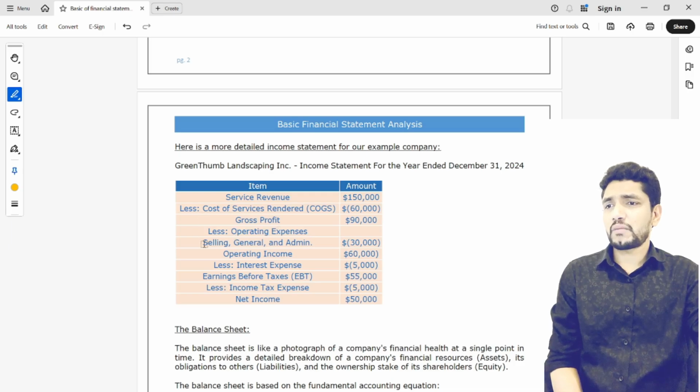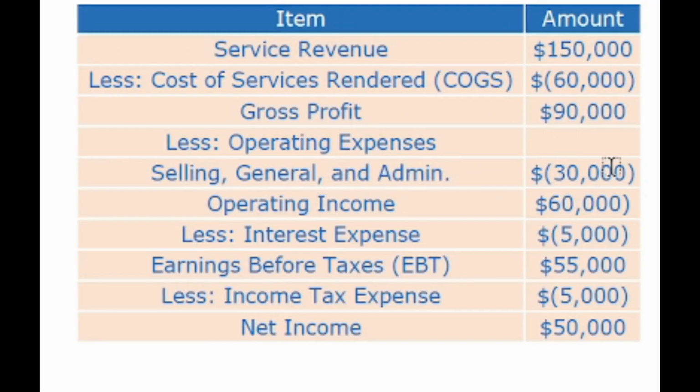After that, you will come to the operating expense part, that is selling, general and administration expenses, that is 30,000. If you reduce these operating expenses from the gross profit, you will get the operating income. After the operating income, you have to reduce the interest or any other expenses. Once you reduce all these expenses, you will get the EBT, that is earnings before tax. From that, you have to reduce your tax expense to see your net income.